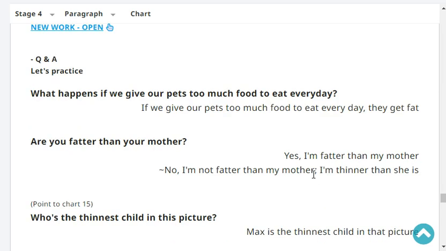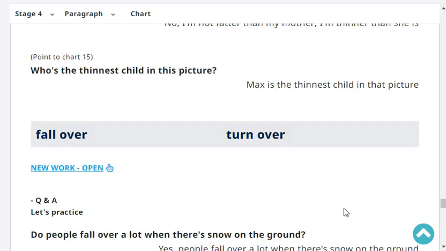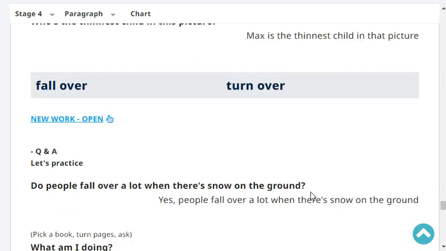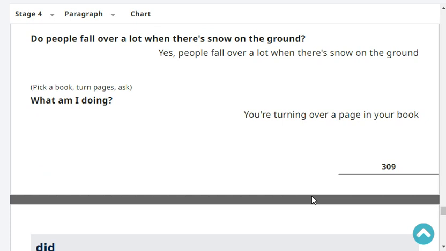Very good. Who's the thinnest child in this picture? Max is the thinnest child in that picture. Do people fall over a lot when there's snow on the ground? Yes, people fall over a lot when there's snow on the ground. What am I doing? You're turning over a page in your book.